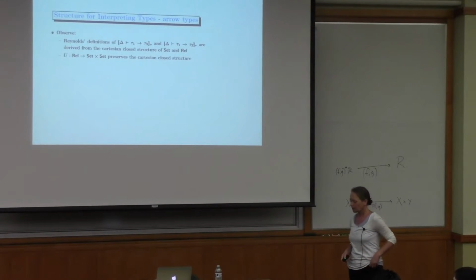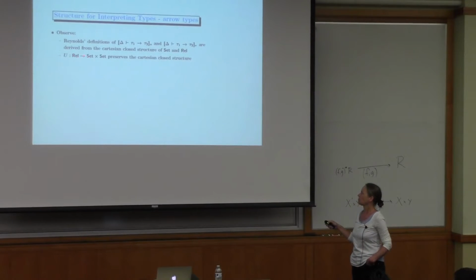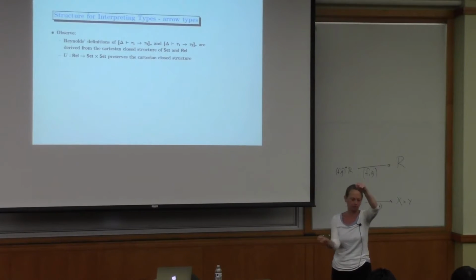Not only that, but the relations fibration that goes from Rel to Set cross Set actually preserves the Cartesian structure. So it's not like I've got products and exponentials up here and products and exponentials down here and they don't have anything to do with each other. The fibration is actually preserving them. And that's really important for making things hang together in the right way.